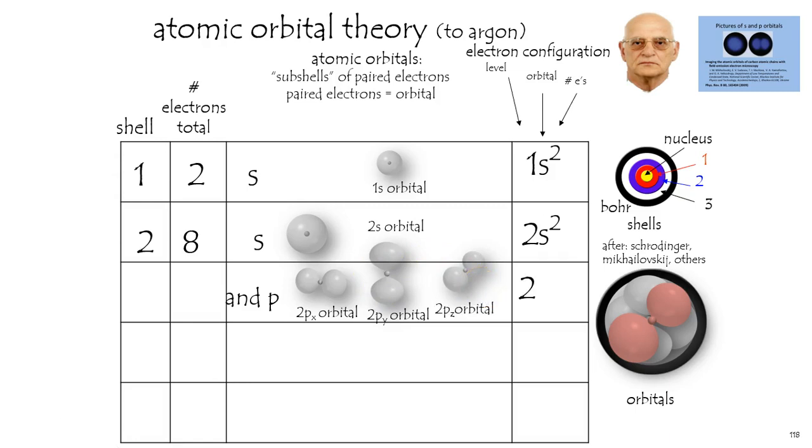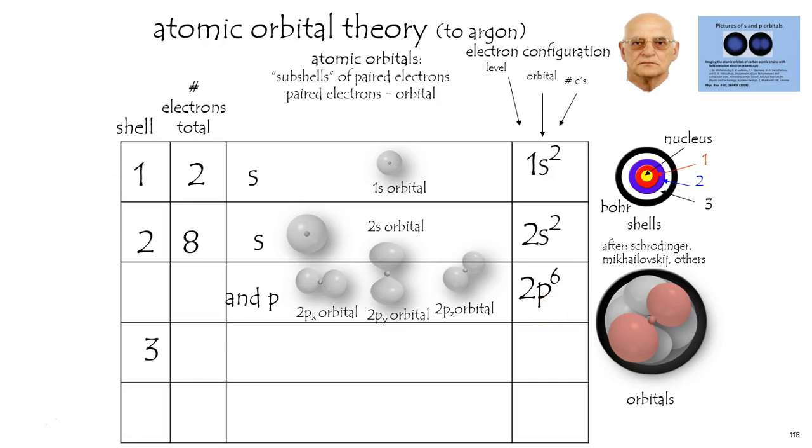We're now up to neon. This is 2p6. What have we said? The electron configuration for neon would have 2 electrons in the first shell, spherically oriented, 1s2. It would have 2 electrons in the second shell that are spherically oriented, but it would also have 6 additional electrons divided among these 3 atomic orbitals, which are the 2px, the 2py, and the 2pz. And that would be the electron configuration of neon: 1s2, 2s2, 2p6.